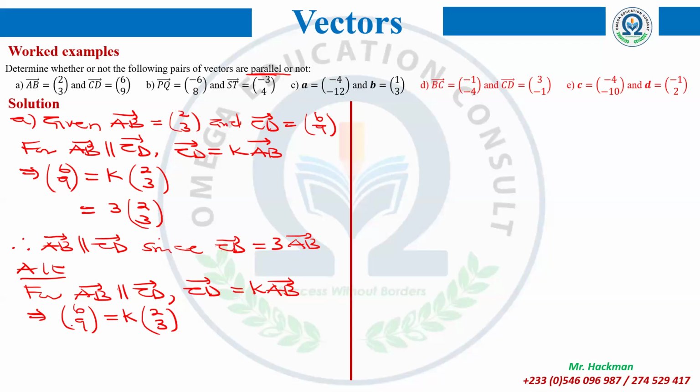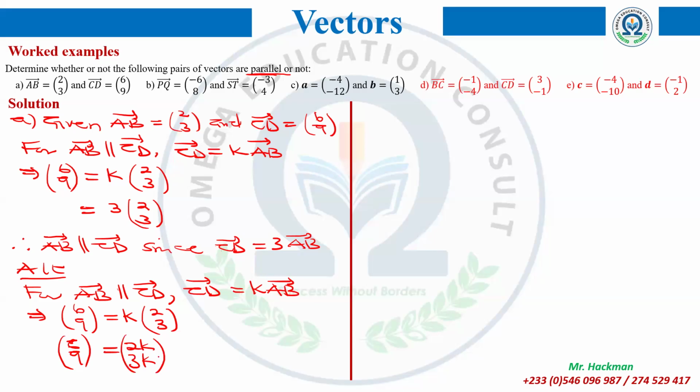So here now you are dealing with equal vectors. So we continue. I will just write vector 6, 9 should be equal to 2k, 3k. Please, are you following?